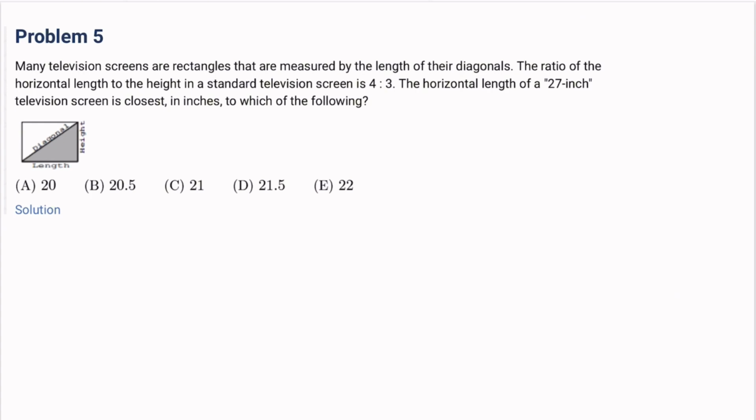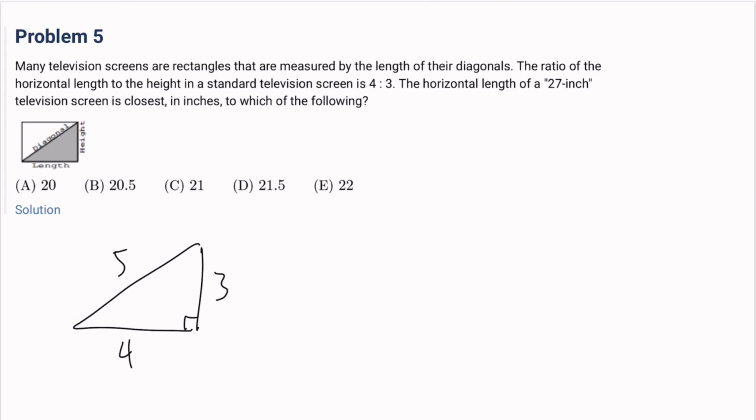The ratio of the horizontal length to the height in a standard television screen is 4:3. The horizontal length of a 27-inch television screen is closest in inches to each of the following. Okay, so first we'll draw a 3-4-5 triangle. This is the right angle, and this is 3, this is 4, then this would be 5, right? And so this would be like the size of the television screen.